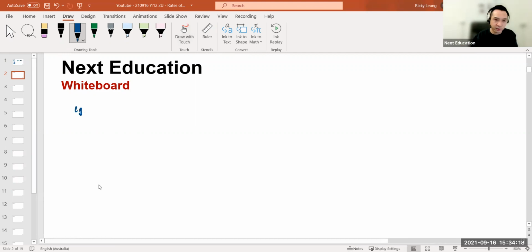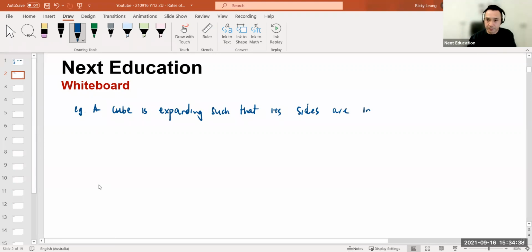Quite simply, if I said to you a cube is expanding such that its sides are increasing at a rate of, there's a word rate, 4 centimeters per second. We're going to dig through this and translate all the key things here into the mathematics. So before we do that, let's finish off this question.